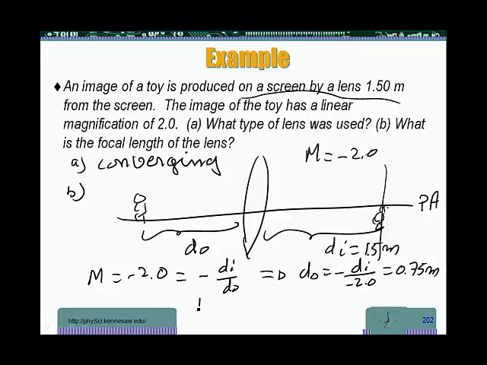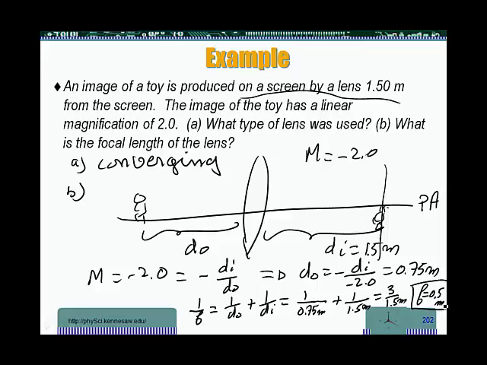Now my thin lens equation gives me 1 over f is 1 over dO plus 1 over di. So in this case, it's going to be 1 over 0.75 meters plus 1 over 1.5 meters. So putting in the same denominator and adding them up, that comes out 3 over 1.5 meters. So that tells me that my f is 0.5 meters. That's the answer to this question.